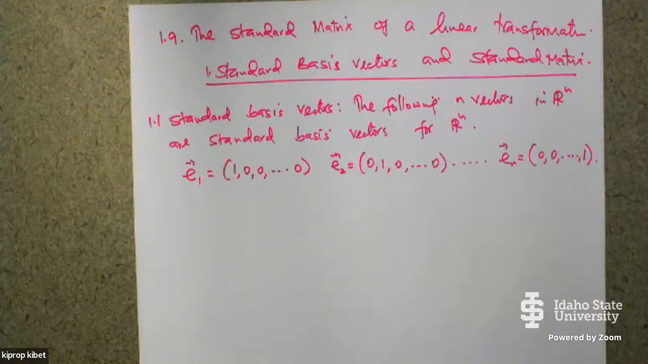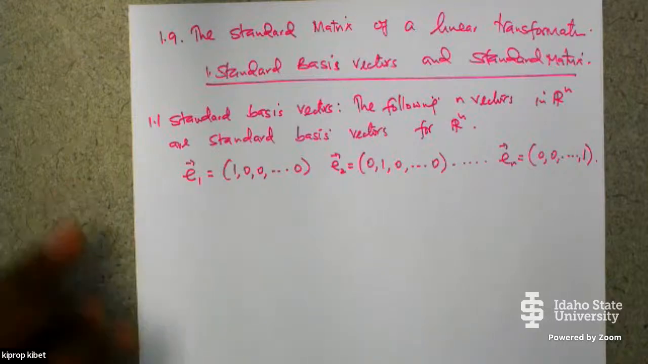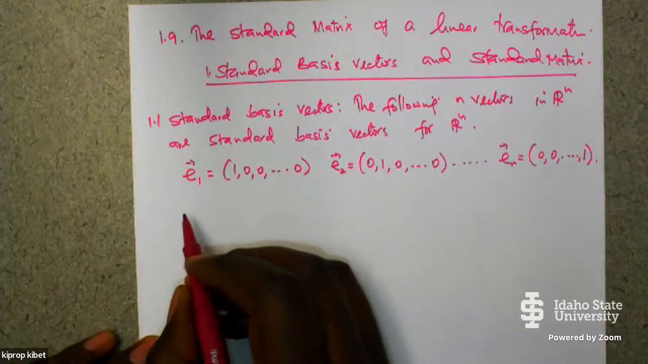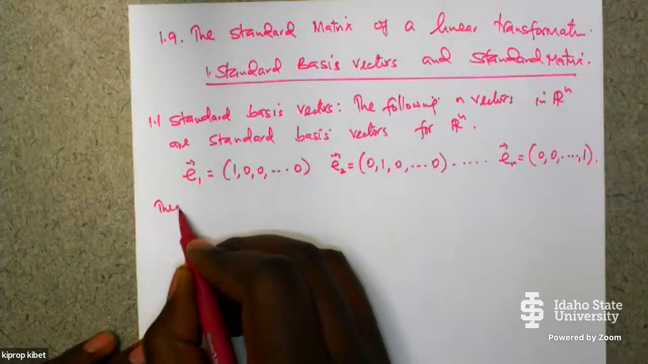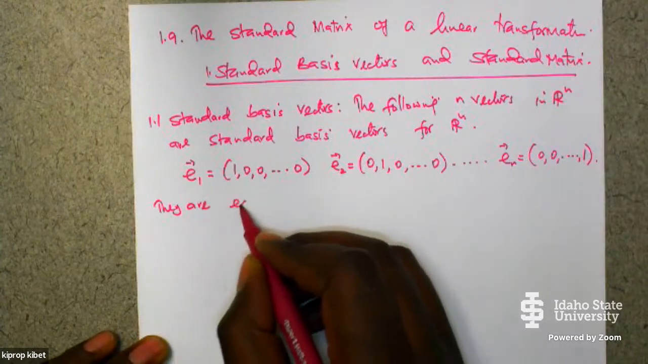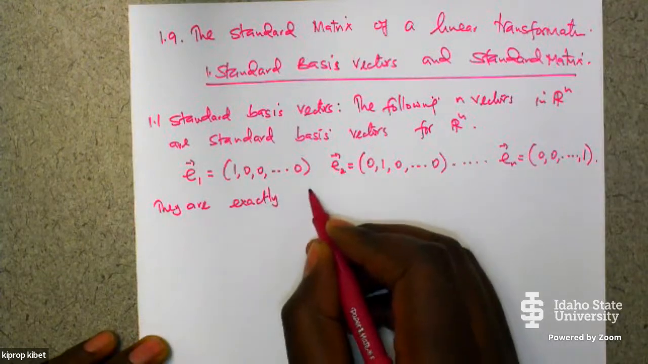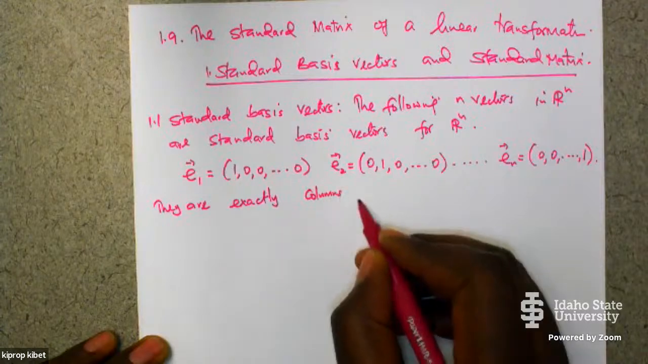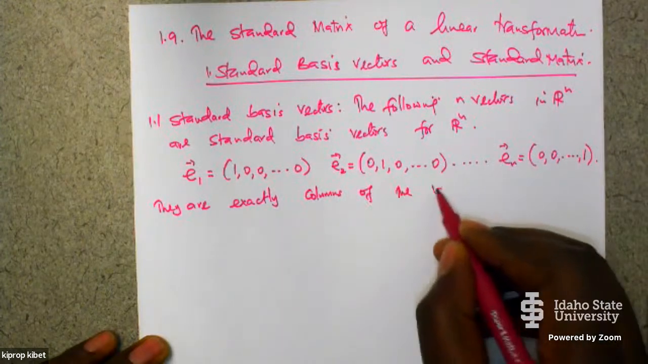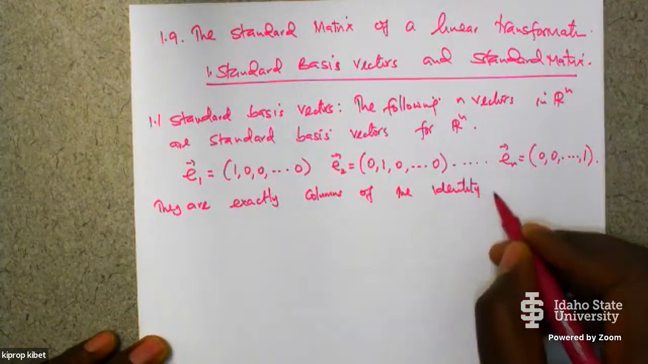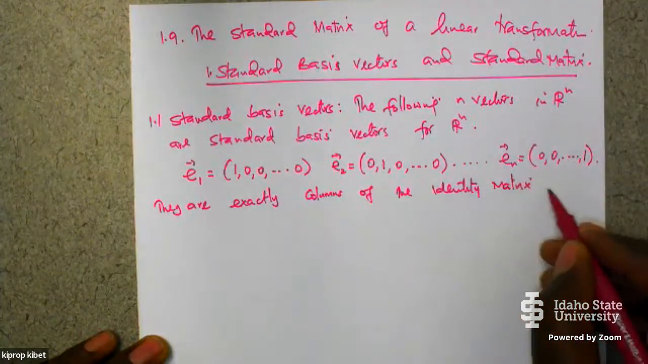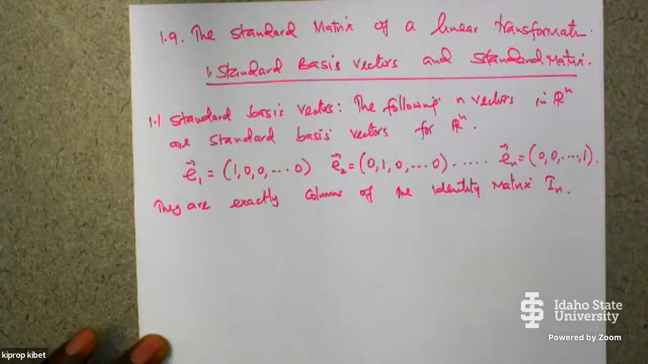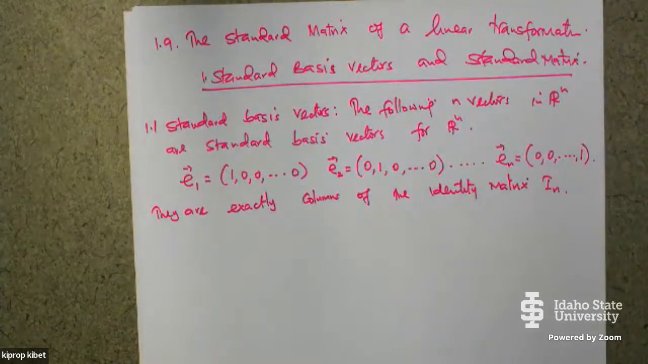These are exactly the columns of the identity matrix. So we can say they are exactly the columns of the identity matrix, which you can write as I_n.